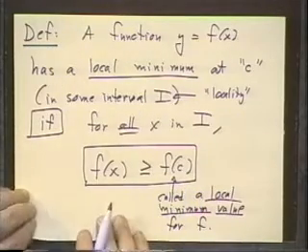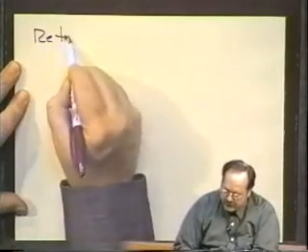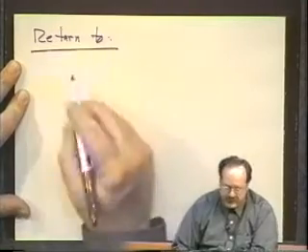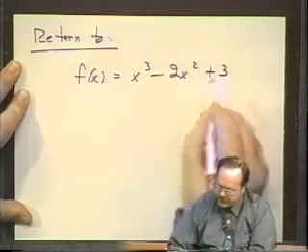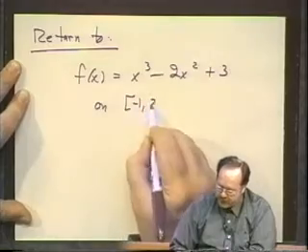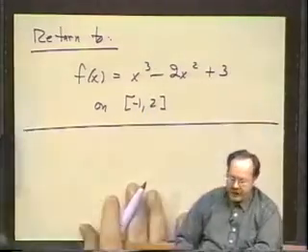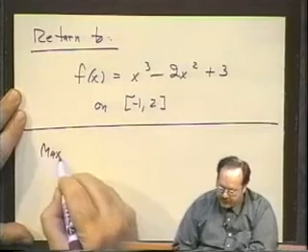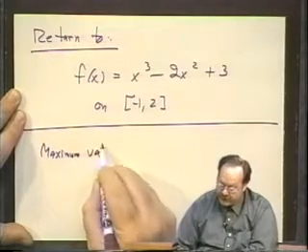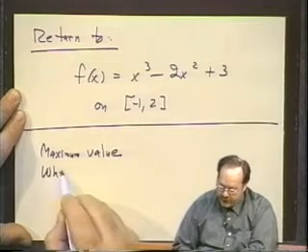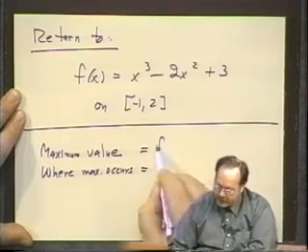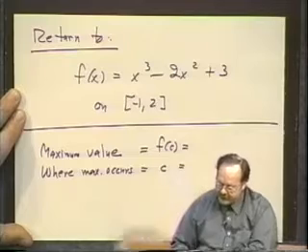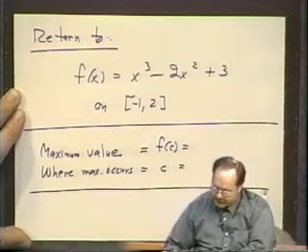Okay. Well, let's go back to the example we looked at a moment ago when we were looking at increasing and decreasing. Return to this example. F of x equals x cubed minus 2x squared plus 3 on the interval minus 1 to 2. And this time we want to find out the maximum value and where the maximum occurs. So the maximum value will be what we've been previously calling f of c, and c will be where the maximum value occurs, and do the same thing for minimum value.